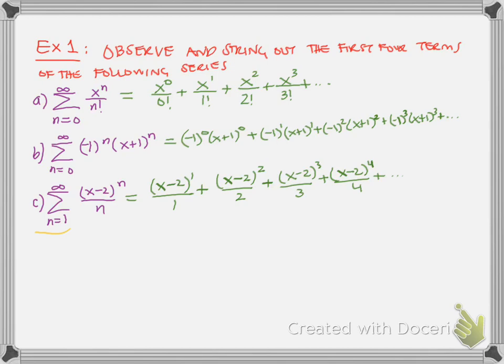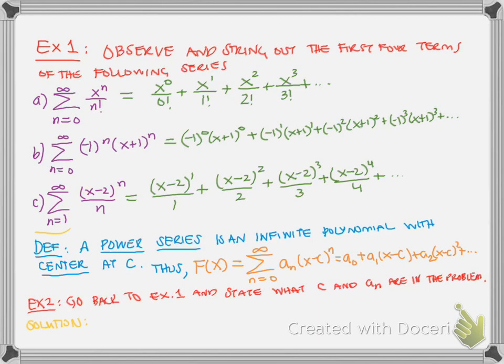So let's write that formal definition. The power series is an infinite polynomial with center at C. This is the general format of our power series, and that's our center C. Notice it's in the form x minus C. That makes a difference, and you have to be careful in case you get something that's x plus a number, then you have to say x minus the negative of that number. But we'll look at that in a minute.